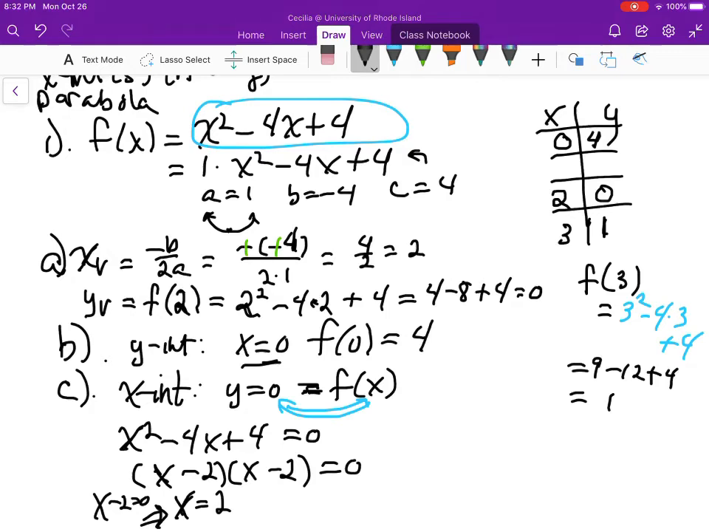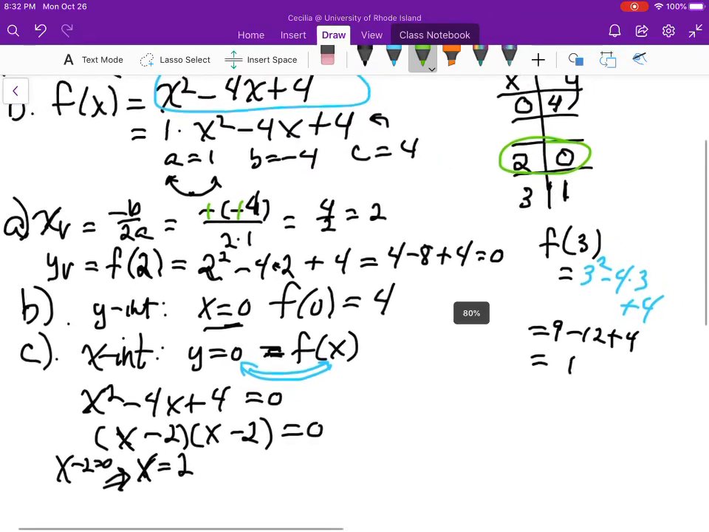All right, that's sufficient. I now have that my x-intercepts and my vertex are the same, and it's just the point 2, 0. So let's go ahead and graph this.